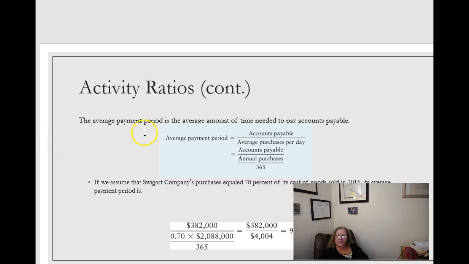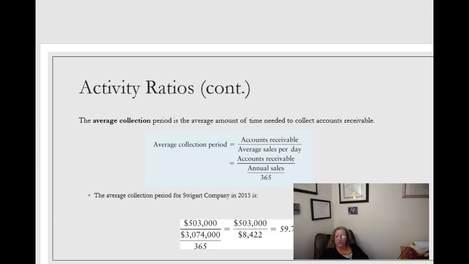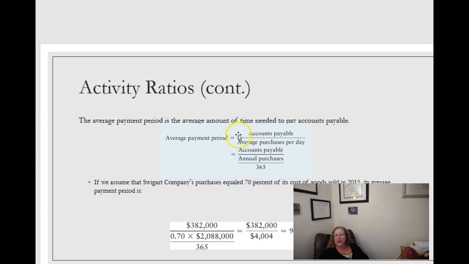The next is the average payment period. This is the average amount of time needed to pay accounts payable. It's much like the average collection period. So we take our accounts payable and divide it by the average purchases per day. How do we get average purchases per day? We take our annual purchases and divide by 365.